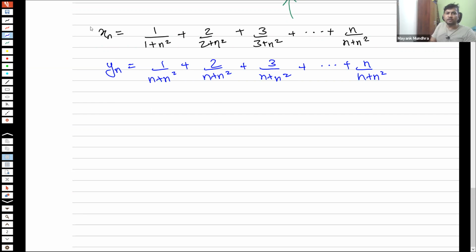So for any value of n, which is going to be larger, xn or yn? xn is going to be larger because in yn every denominator is correspondingly larger. The numerators are the same, denominators are larger. So n plus n square is greater than 1 plus n square and so on. All these corresponding denominators are larger. So xn is greater than yn.